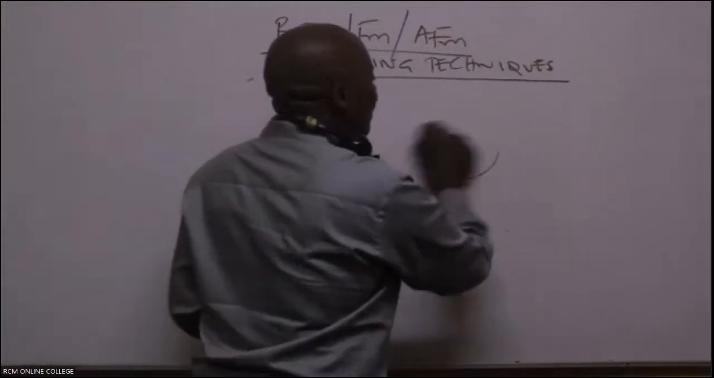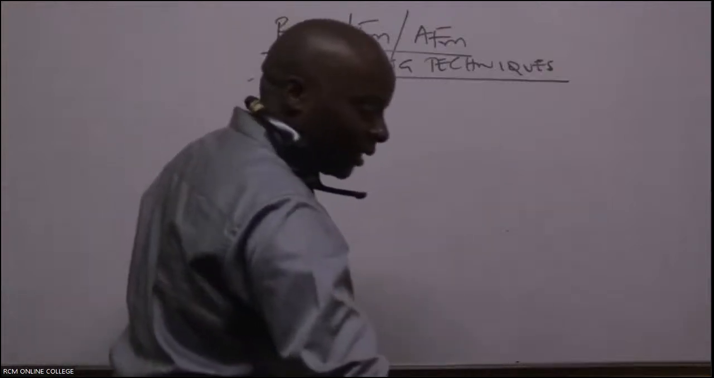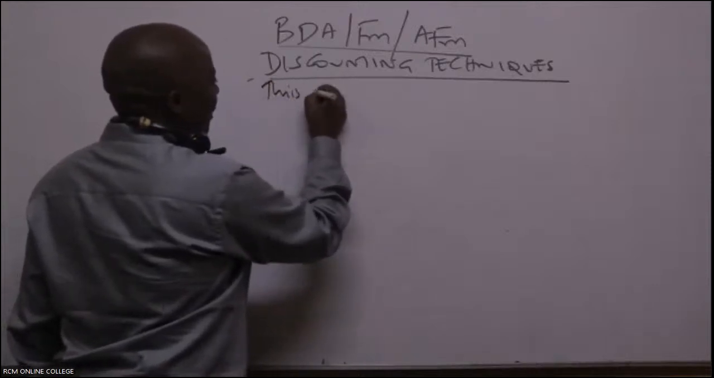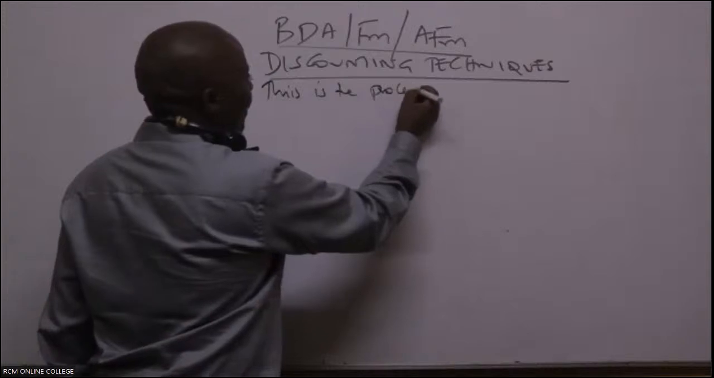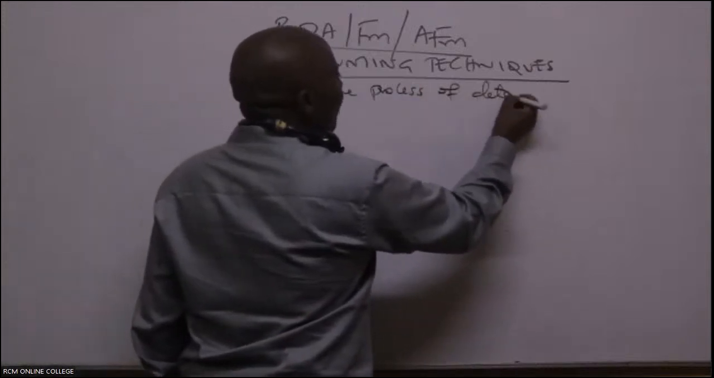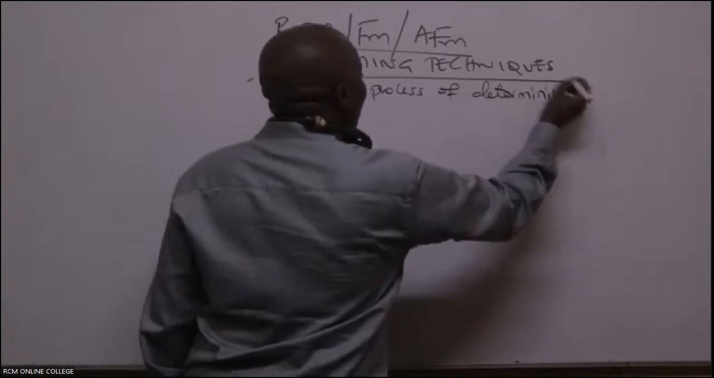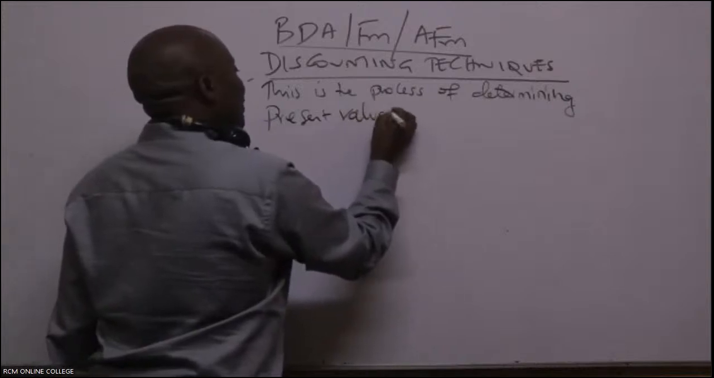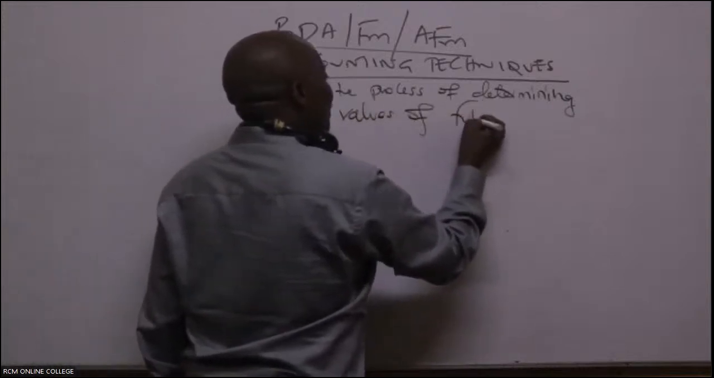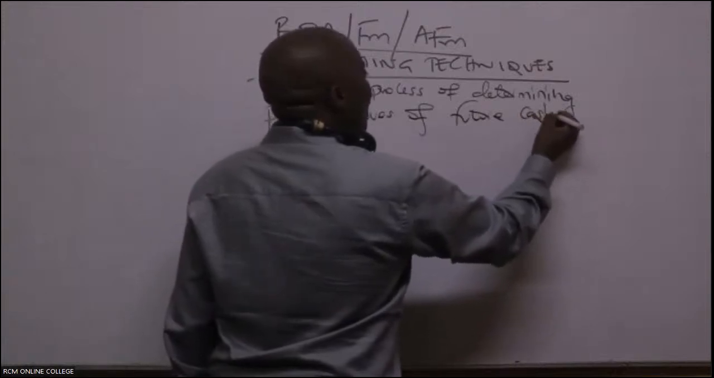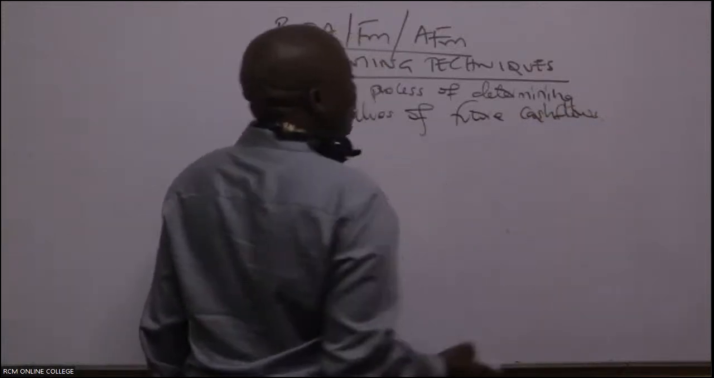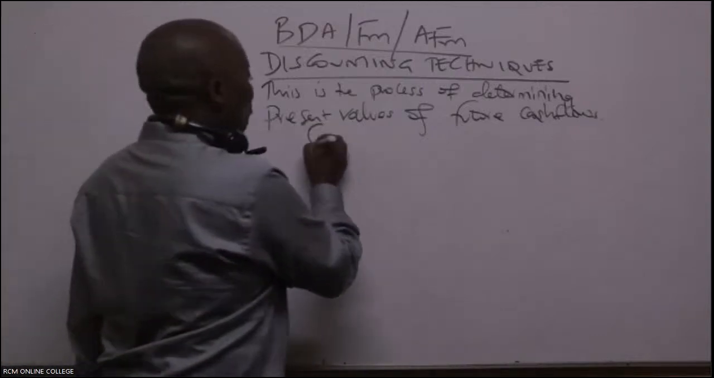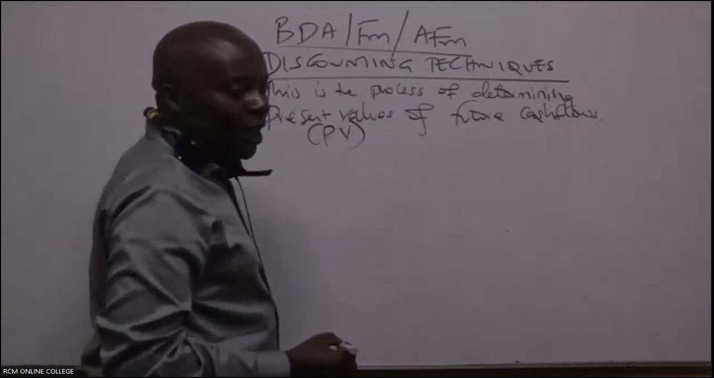When we talk of discounting, we are basically looking at present valuing future cash flows. This is the process of determining present values, which we shall be abbreviating as PV, of future cash flows.